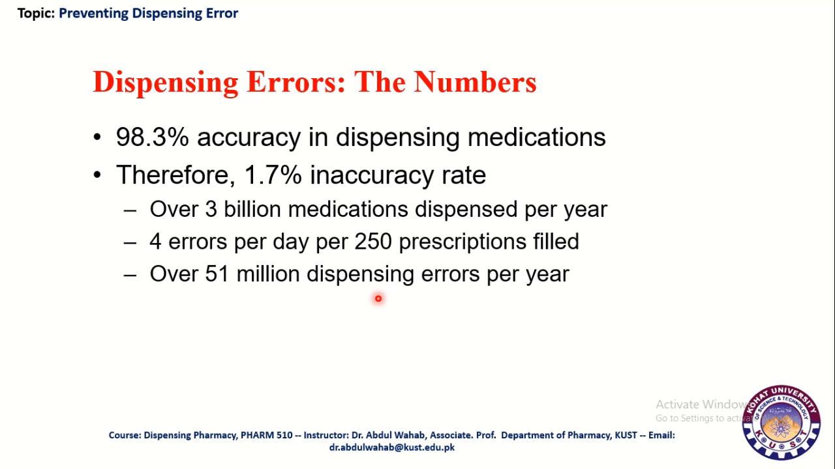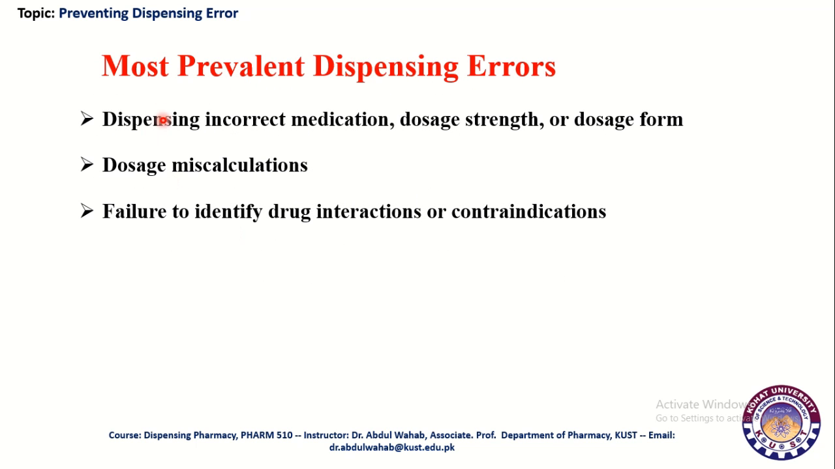As you can see over here, the most prevalent dispensing errors: dispensing incorrect medication, dosage strength or dosage form, dosage miscalculation, failure to identify drug interaction or contraindications. So these are the most prevalent dispensing errors.